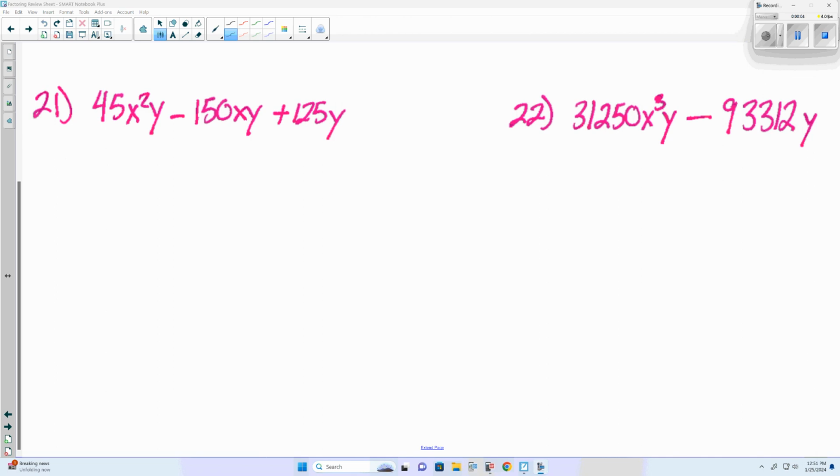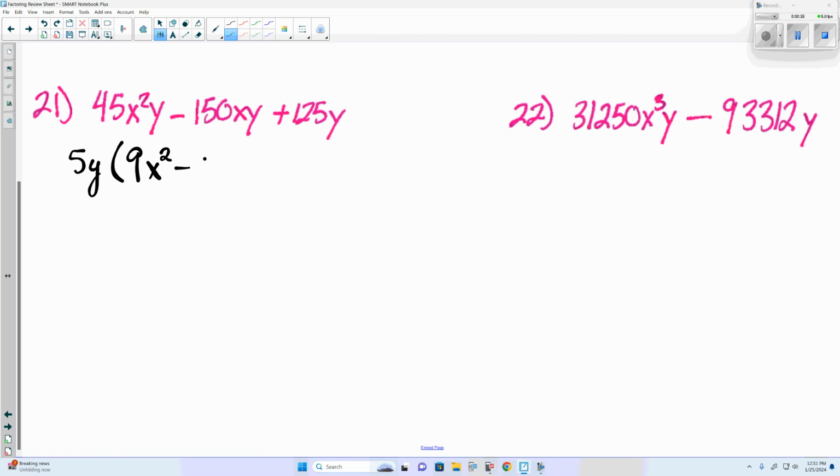All right, guys, we're going to go on and finish the review sheet today. I believe we stopped at number 21. 45x squared minus 150xy plus 125y. Is there a greatest common factor between these three terms? So we have 5 and y. If we take 5 out of 45, we're left with 9x squared. The y factors out completely.